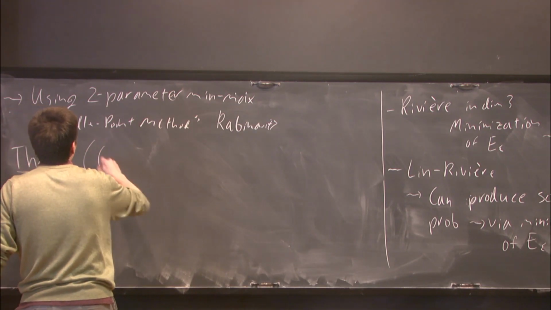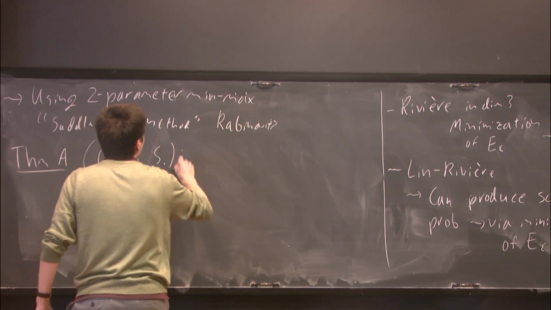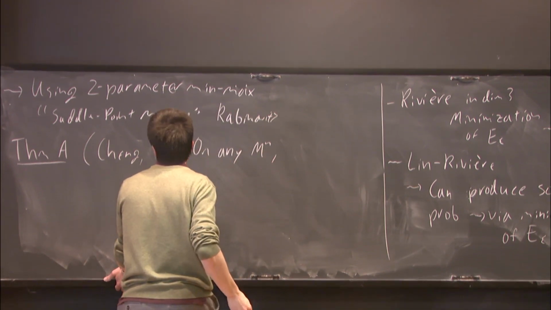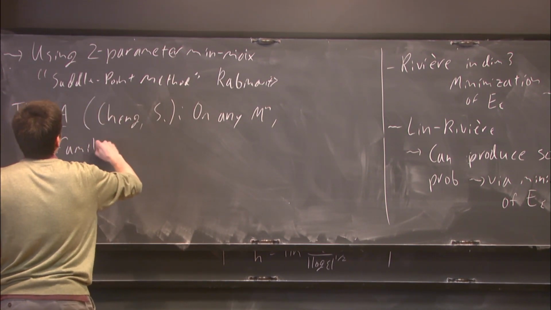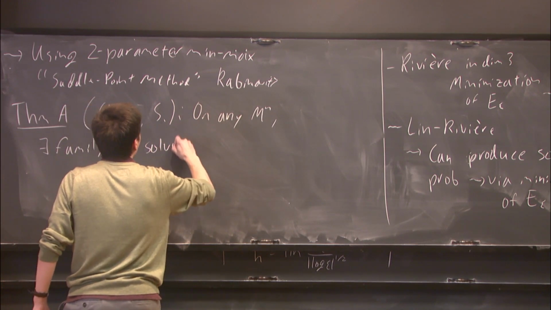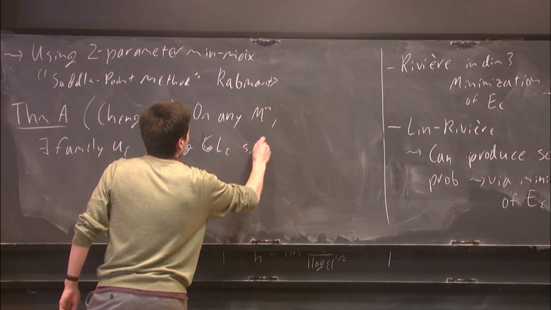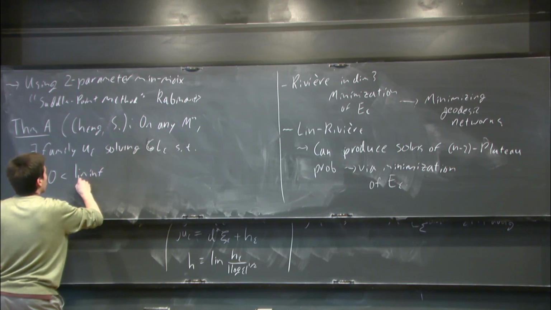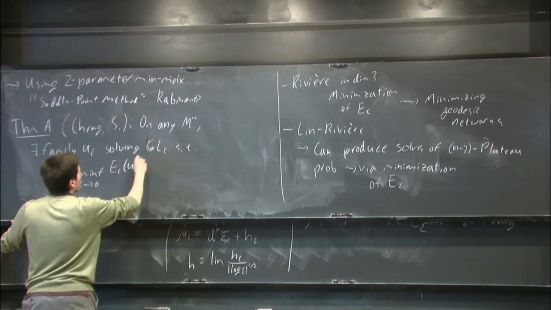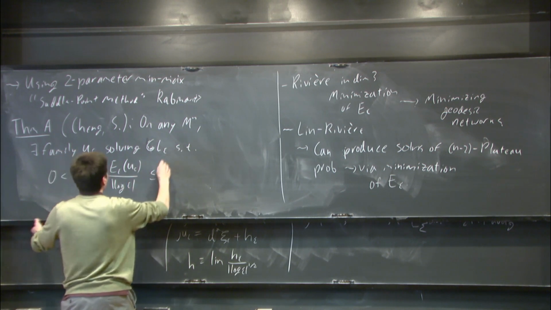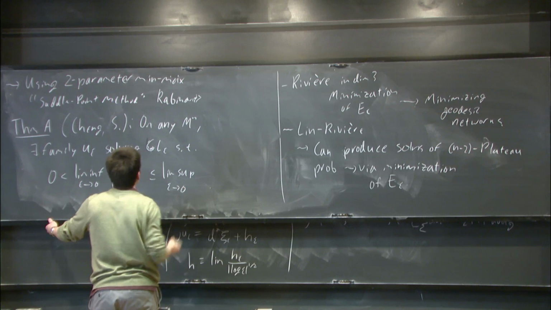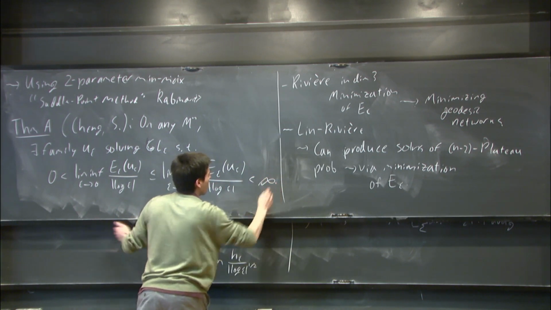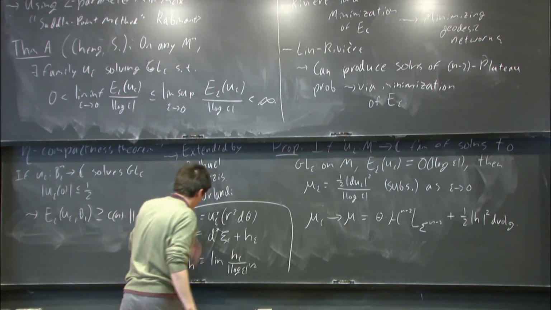So this was shown independently by Darong Chung and by myself, that using this min-max construction on any compact manifold, let's say closed, there exists a family of non-trivial solutions such that their energy grows at the correct rate. So in particular, they blow up no more and no less than log epsilon as epsilon goes to 0. OK, so at least we have non-trivial families to play with.